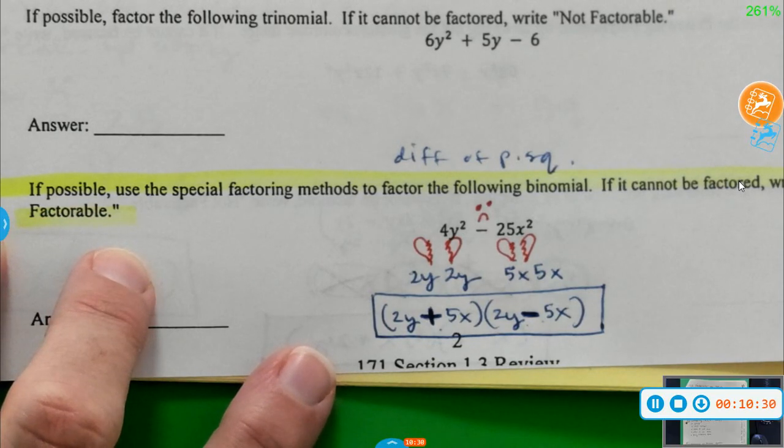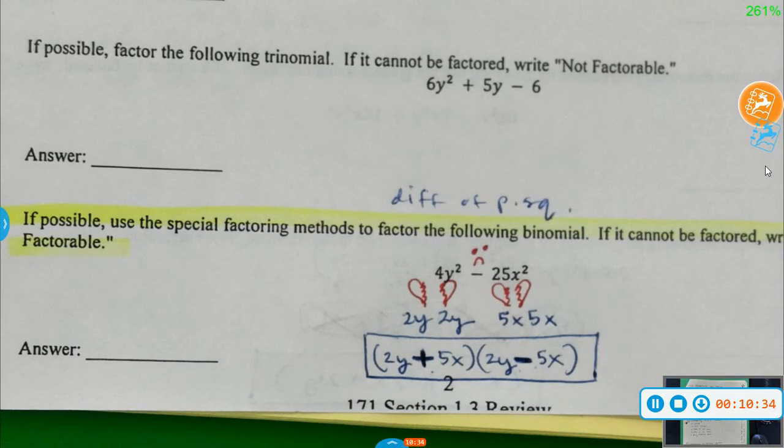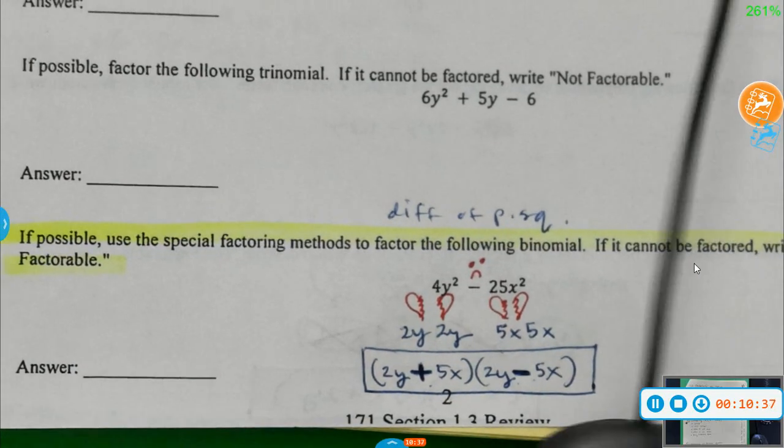Anybody have any questions on those three types? All right. Let's pause.